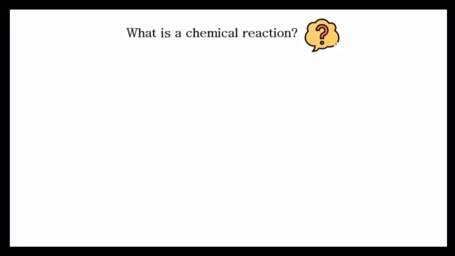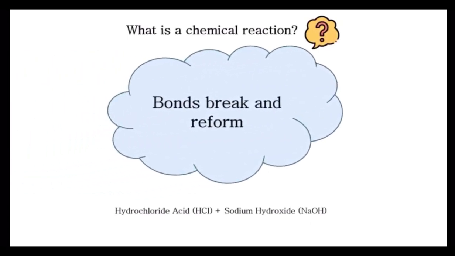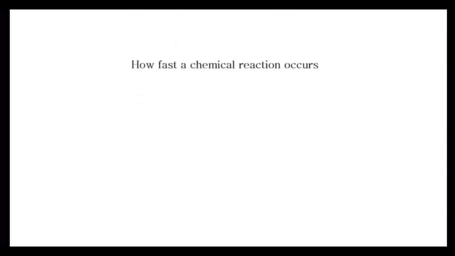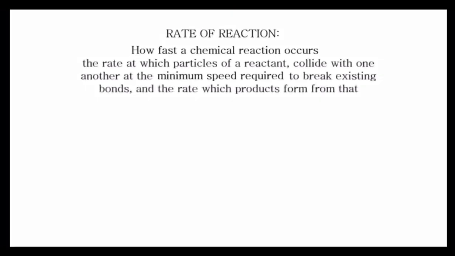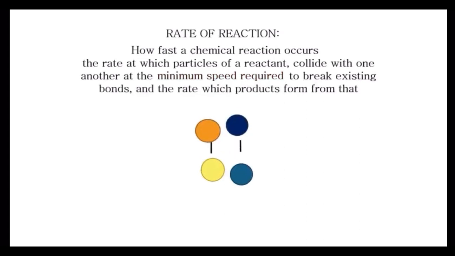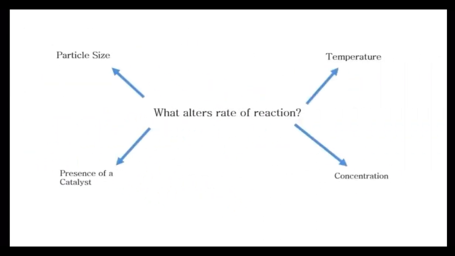Chemical reactions are merely the process in which one or more substances transform into another through chemical means, whether by particles coming together, disbanding, or both. We describe how fast a chemical reaction occurs using the term rate of reaction, the rate at which particles of a reactant collide with one another at the minimum speed required to break existing bonds, and the rate at which products form from that. Several factors alter rate of reaction, one of which is concentration, the one explored in this video.